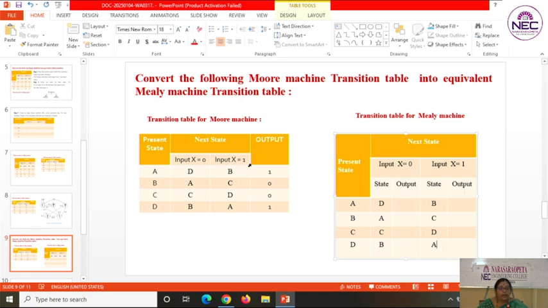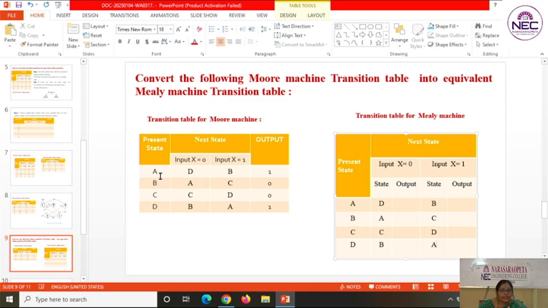In the Moore transition table, there is a single output, that is, the output depends only upon the present state. But in the Mealy transition table, the output depends upon the present state and the present input.